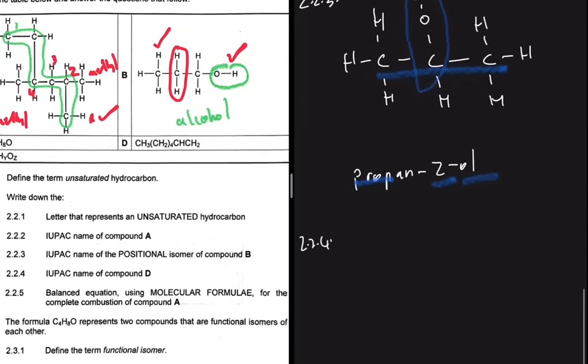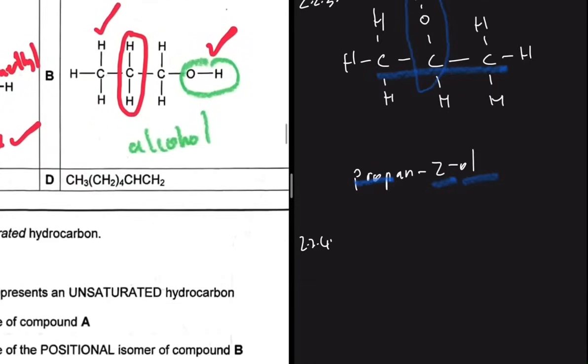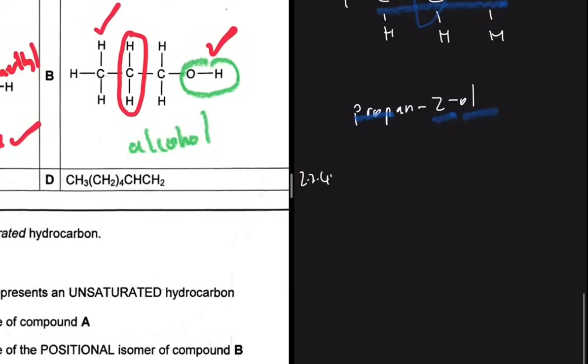2.2.4 IUPAC name of compound D, right? So that one you were asking me about earlier, compound D. Before we name this compound, let's write down the structural formula, because it is a bit complicated naming if you don't have a structural formula, right?